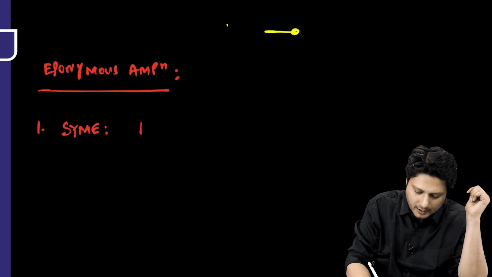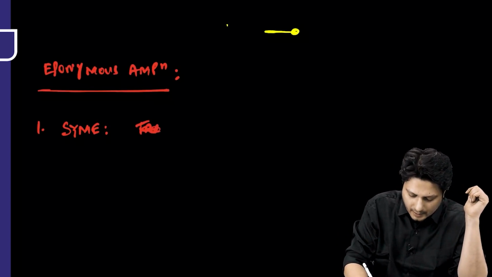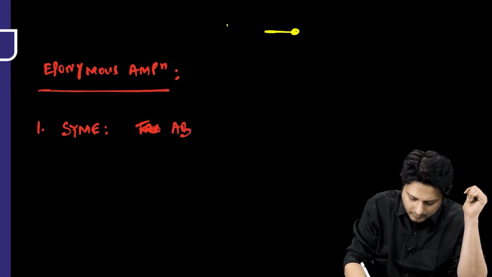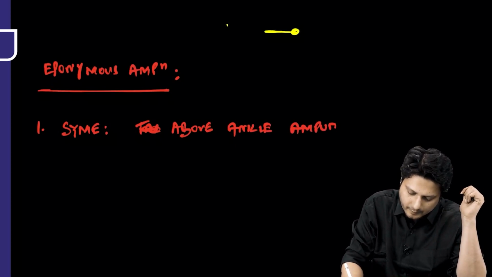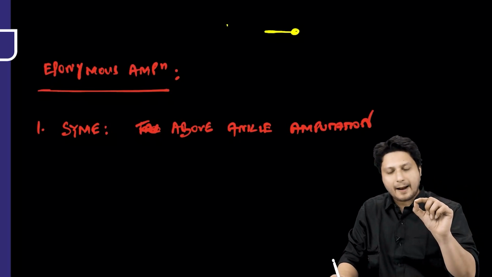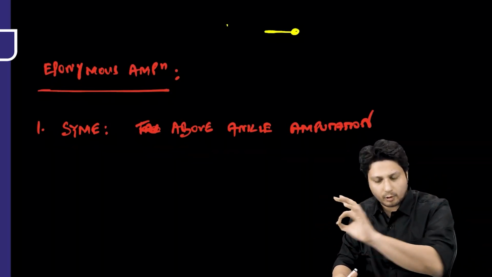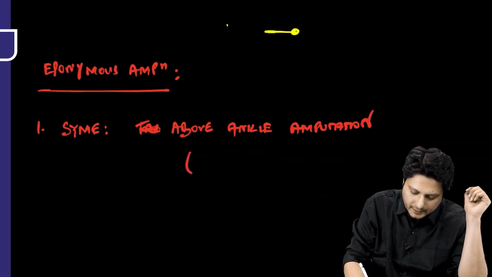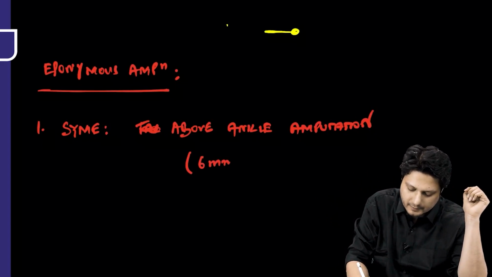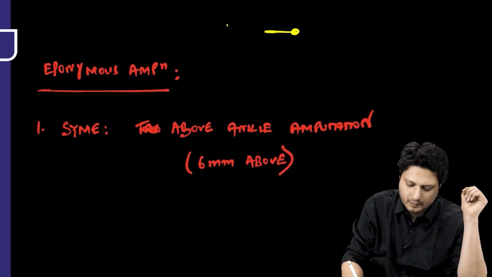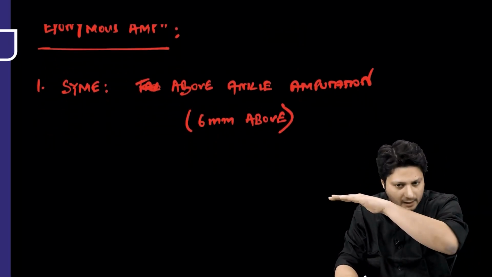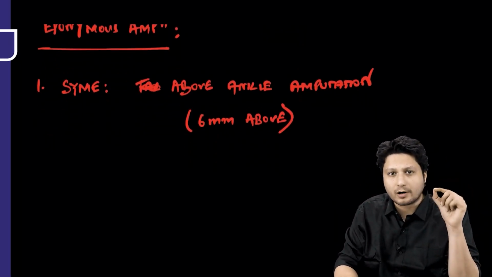It is the above ankle amputation. That means it is the amputation which is performed through distal tibia and fibula, but it is 6 millimeters above the level of the ankle. All right, 6 millimeters above the level of ankle. If you are performing an amputation there, it would be called a Syme amputation.